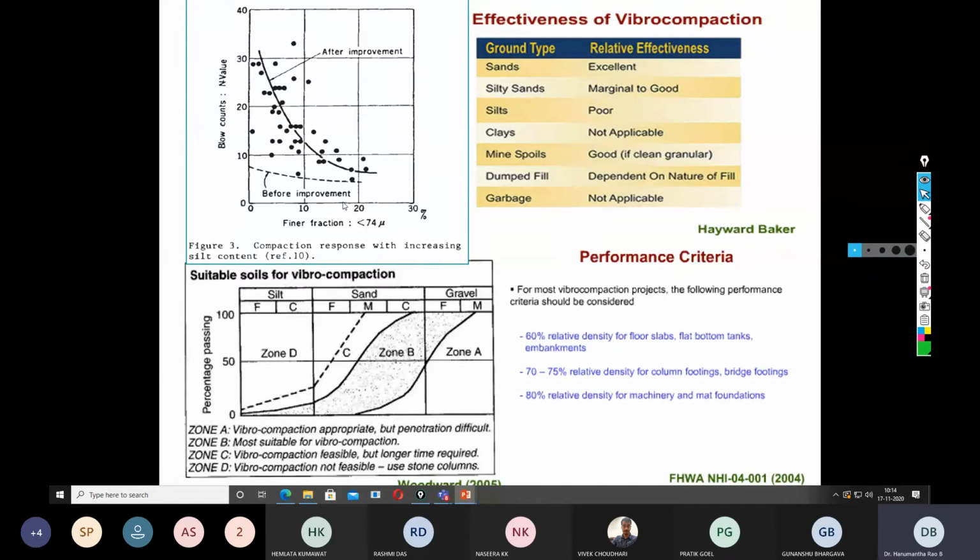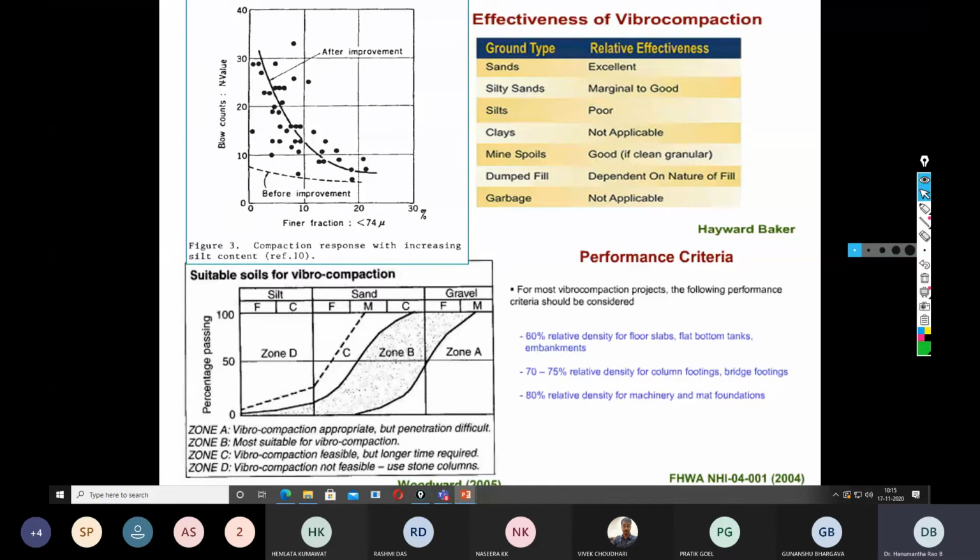Then somebody also tried to show what happens to the validity of the vibro compaction if the silt content or the fines content exceeds a certain value. So here it has been shown: this is before improvement and this is after improvement. This graph was drawn after the ground had been densified by the vibro flotation technique.